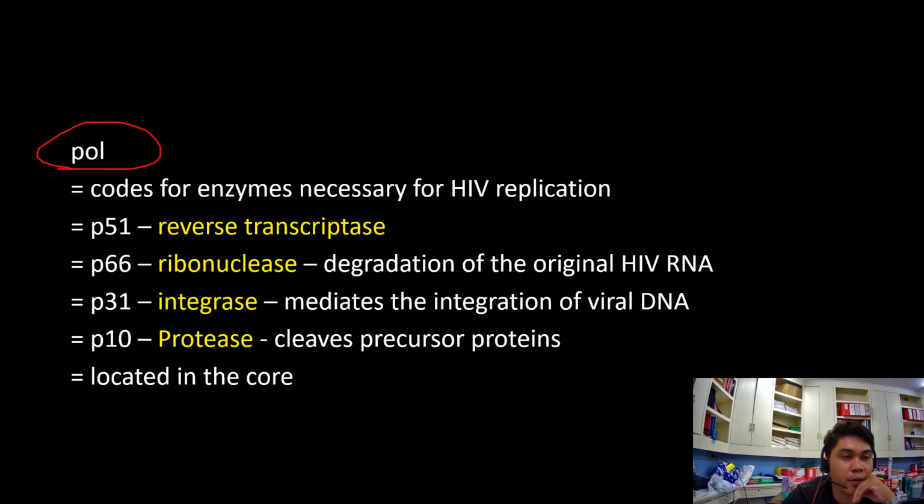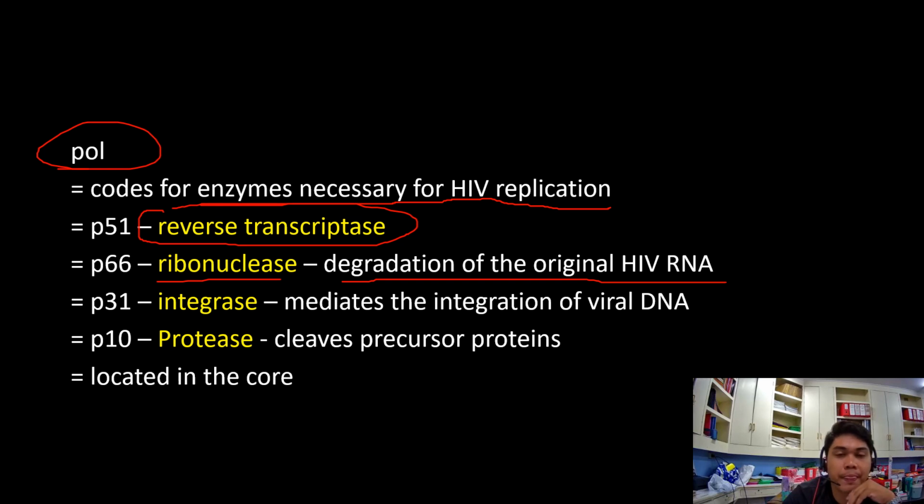Next is the Pol gene. It codes for enzymes necessary for HIV replication. First is reverse transcriptase, your P51, which is responsible for the conversion of RNA to DNA. The next is ribonuclease, important for the degradation of the original HIV RNA. The next is integrase, which mediates the integration of viral DNA.